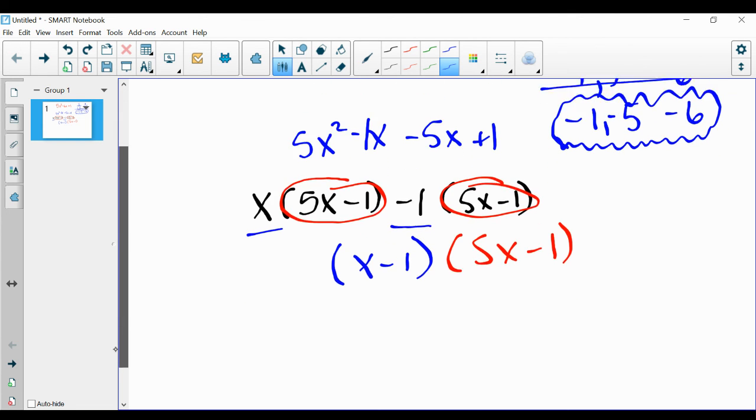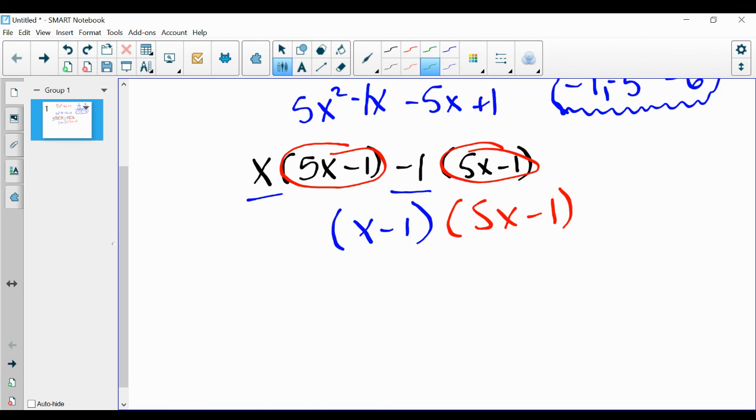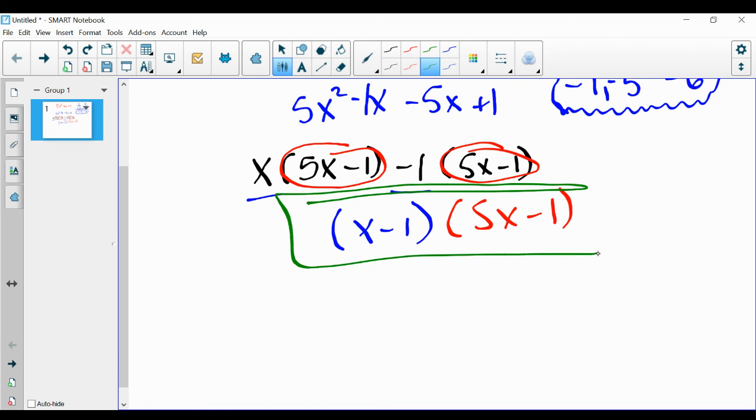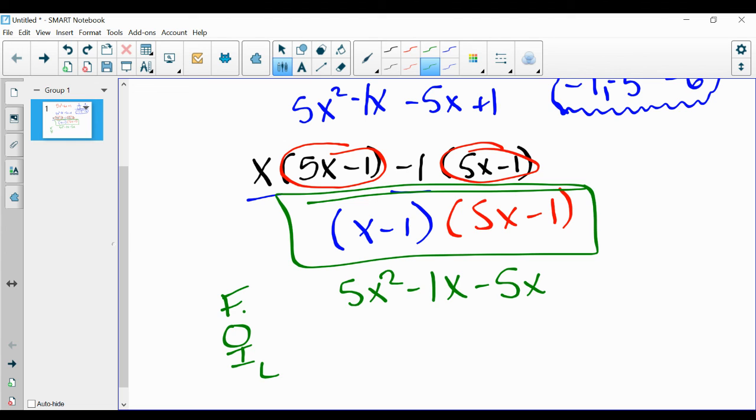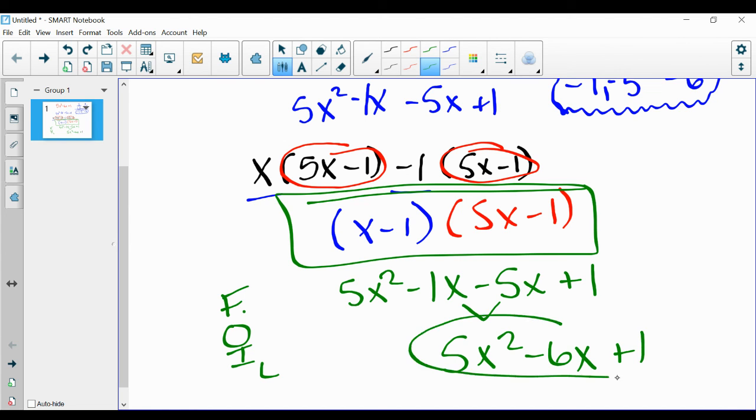And to check it, we would just FOIL or use anything that helped us to multiply these together, right? FOIL: first is x times 5x. I get 5x squared. Outer, x times negative 1, so negative 1x. Inner, negative 1 times 5x is negative 5x. And last, negative 1 times negative 1 is a positive 1. And when I combine these two, I get 5x squared minus 6x plus 1, which was what we originally started with, and it's always good to recheck it.